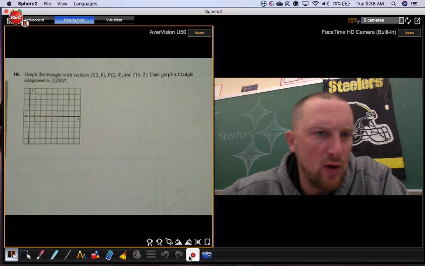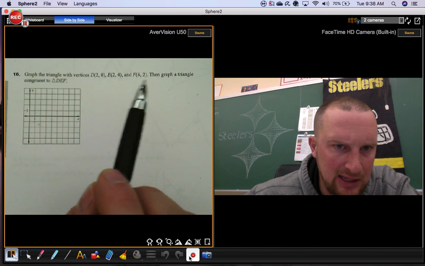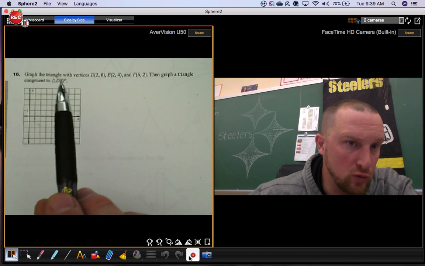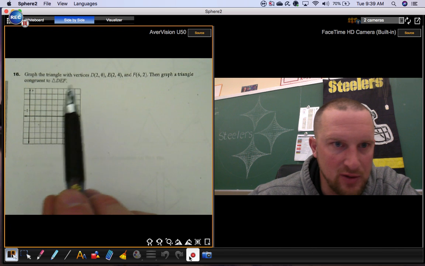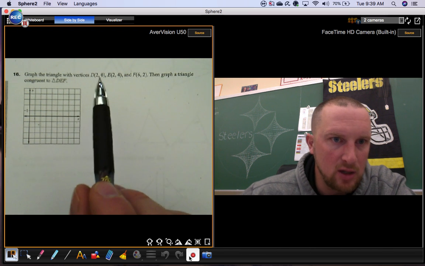Number 16, we're going to graph the triangle with these vertices, D, E, and F. Then we're going to graph a triangle that's congruent to that. I'm not real sure how we're going to do that. Let's see how this looks first. Let's plot these ordered pairs.